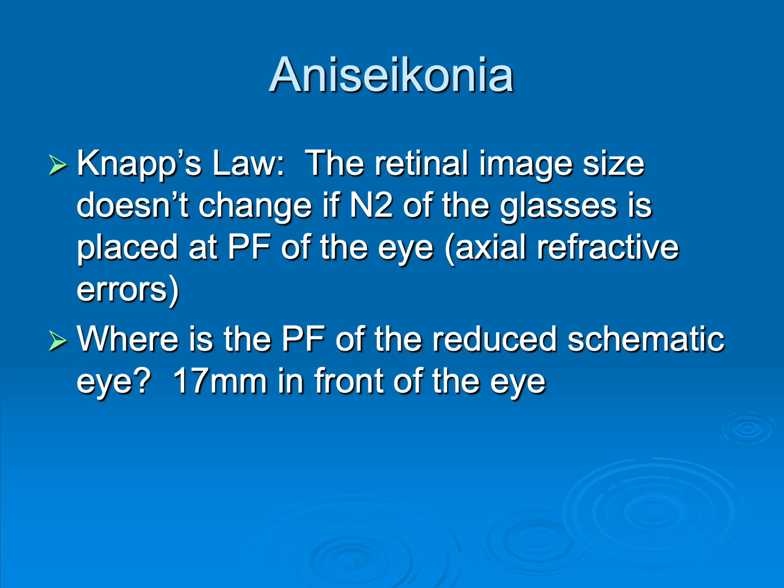However, there's an exception to this, which is Knapp's law. Knapp's law once again says that if I make my vertex distance 17 millimeters, in other words, if I put that lens on the primary focal point of the eye, at least when that myopia or hyperopia is because the eye is too long or too short, then no aniseikonia will occur no matter how different those two lenses are between the eyes. So that is the clinical relevance of knowing all of that thick lens stuff.